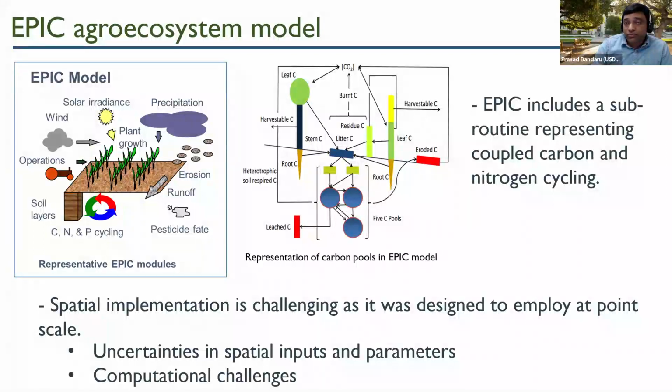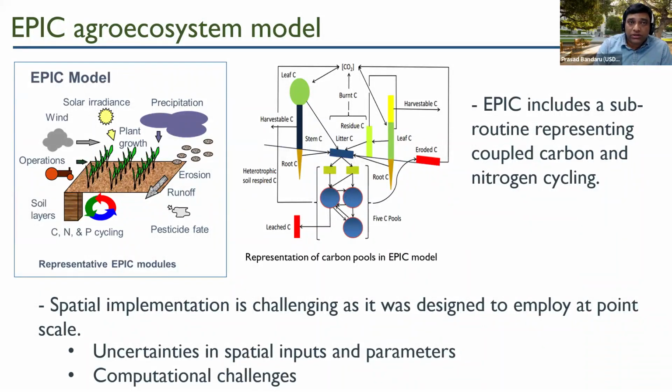But imagine if we run at the national scale at a high resolution, we may have millions of pixels. So we have to run on the individual pixel. So it's really computationally very intensive. And the second is there are a lot of uncertainties in the spatial representation of the inputs and parameters. For example, EPIC has more than 140 parameters, and we also need spatial inputs like soil, climate, and management, spatially representative and more accurate data. So it's really difficult.